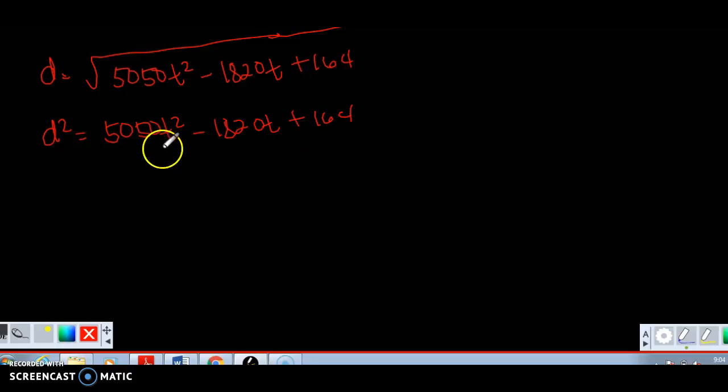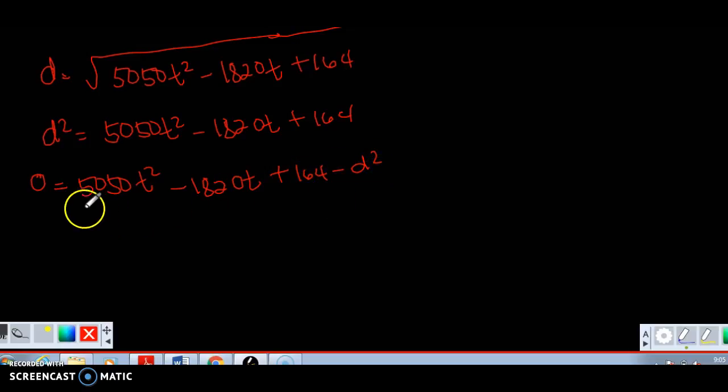Now, I need you to understand that this is a function of t. D in here is considered a constant. When you change your t, there is a respective value of d. So really, we can set this one to 0. Subtract d squared on both sides, so this will be 0 equals 5050t squared minus 1820t plus 164 minus d squared. Do you notice that this is a quadratic function of t?